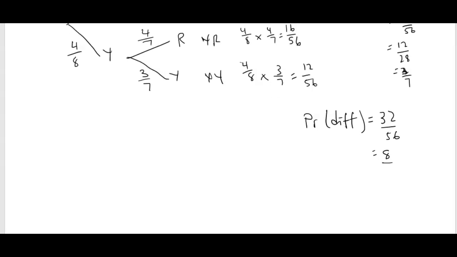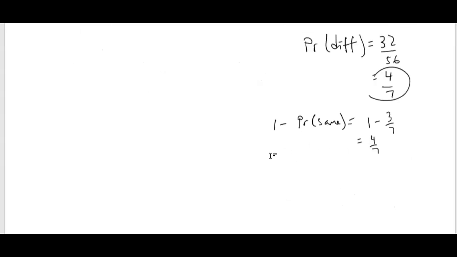All right, and I'm going to rub out that 8. So now we should have 4 over 7. And when you think about it, this number here is the same as 1 minus the probability that they were the same. So we already worked that out. So 1 minus 3 on 7 gives you 4 on 7. So you could have done it that way as well.